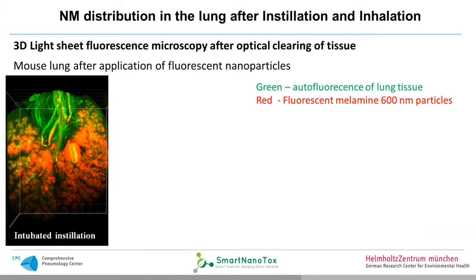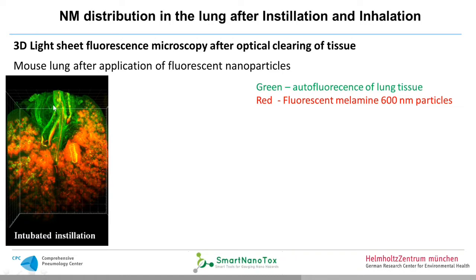Now, what is the difference between instillation and inhalation in terms of distribution of material in the lung? That is shown here. Here I have a mouse lung, which we optically cleared, so it's transparent. Then sheet by sheet, we illuminate the entire lung. This is a non-dissected lung, and then you can see the full image of the lung. Green is the tissue autofluorescence from the epithelium, and red are the particles which were delivered. And you see it's a kind of patchy situation.